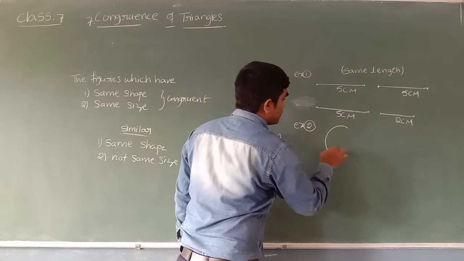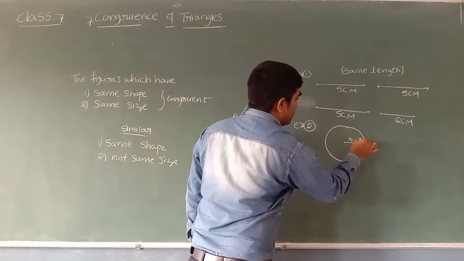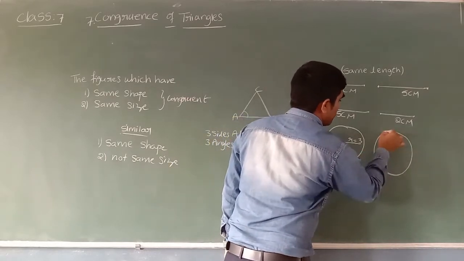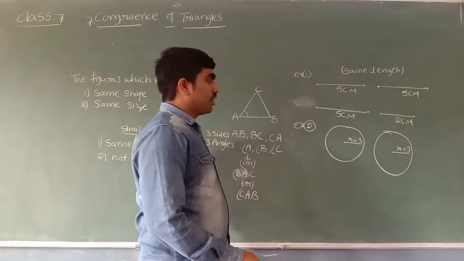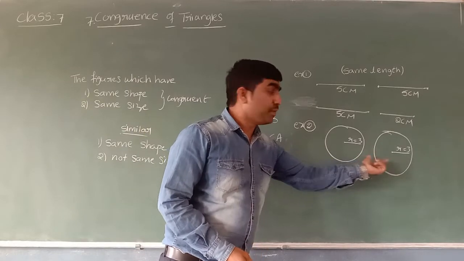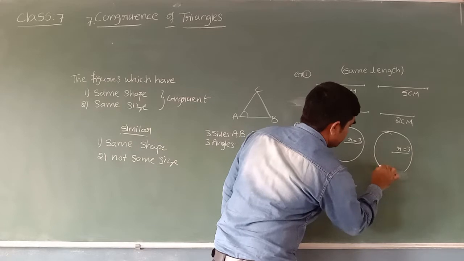Let me take one circle with a radius of 3 centimeters, and let me draw one more circle, also with a radius of 3 centimeters. Now what can we say about these two? Sir, both have the same radius. Both are the same shape.